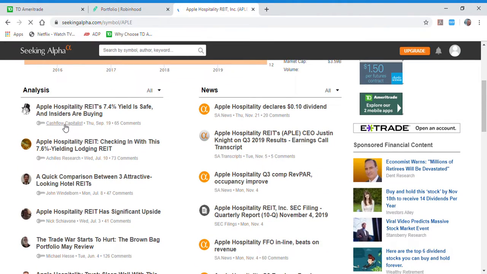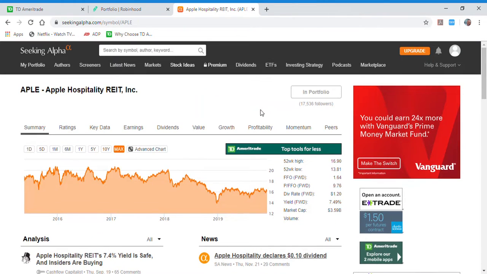Here we can see what the analysts are saying about them. They're showing a 7.4 yield, safe. Insiders are buying. Over here we see the news. Apple Hospitality declares a 10% dividend, so we know they're a dividend-paying company. We all know what that means when it comes to me. That means I'm interested. I'm going to go to their dividends.